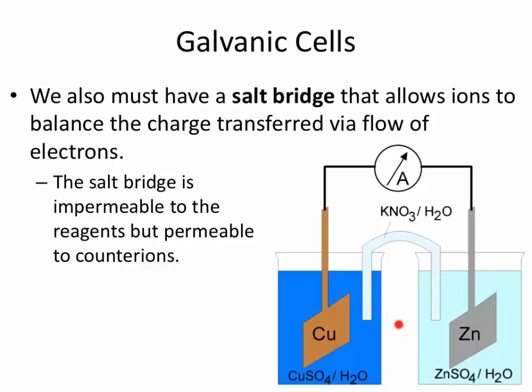Now we have our salt bridge down here, and as the electrons get transferred this direction, we then have to have either some negative charges moving through our salt bridge to balance out the negative charges that are going from one beaker to the other, or we have to have some positive charges that are coming the opposite direction to balance out the negative charges that are flowing that direction as well. Now the salt bridge is impermeable to the reagents, but it's permeable to counterions.